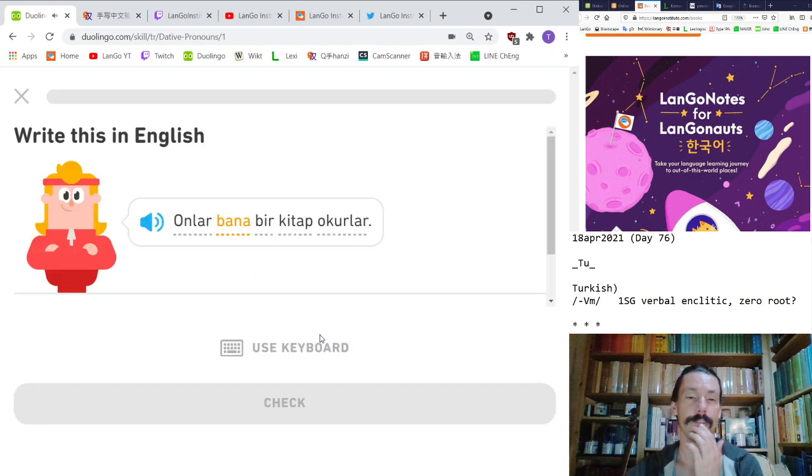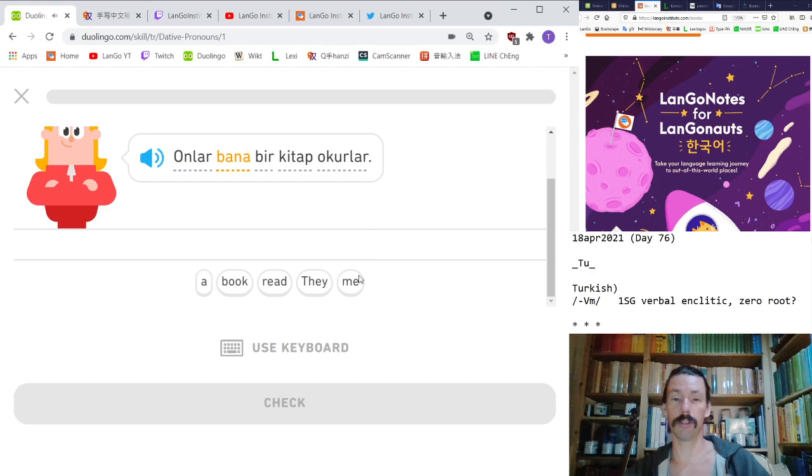Dative. Onlar bana bir kitap okurlar. Onlar, they, human plural, I think. Bana bir kitap okurlar. One book, maybe an adjective for it. Kitap, Arabic book, and then okurlar, they read it. They read. Bana. Cool. So ben, the basic form, I, me. Bana, with a change in the vowel, and an N for me. They read me a book.